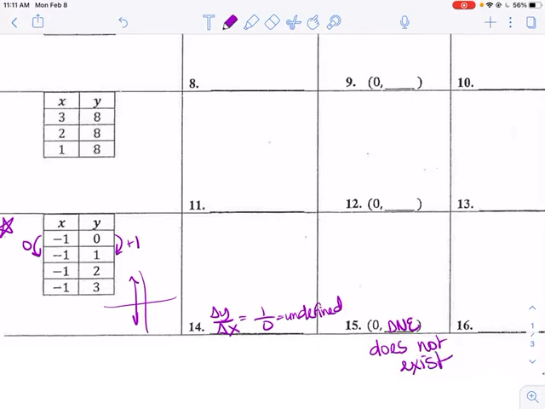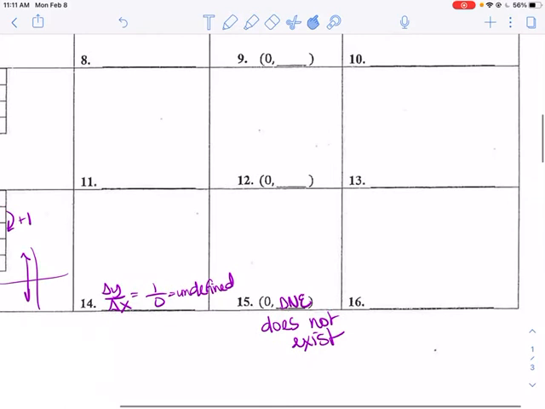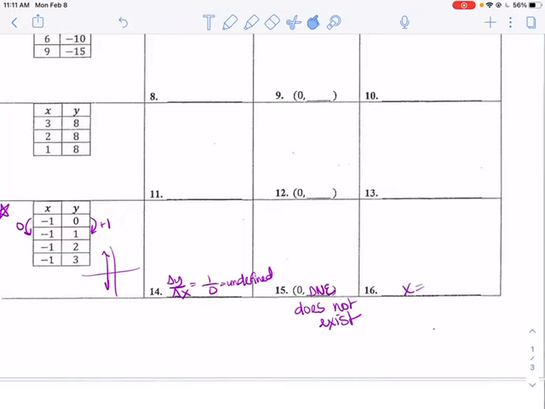So it doesn't make any sense to write y equals undefined x plus DNE. Like, that's not an equation we can do any math with. So instead, we're going to write this as an x equals equation, and I bet you can guess what x equals. X equals -1, as in x is always -1.